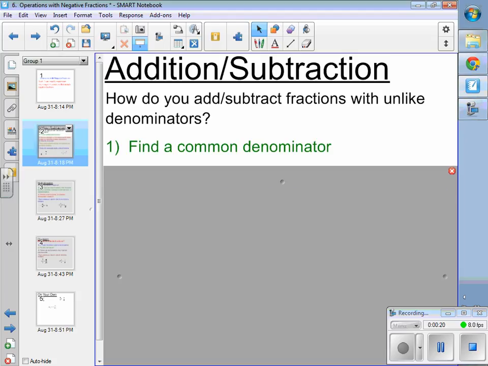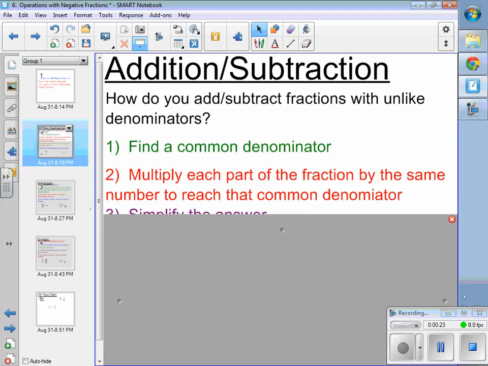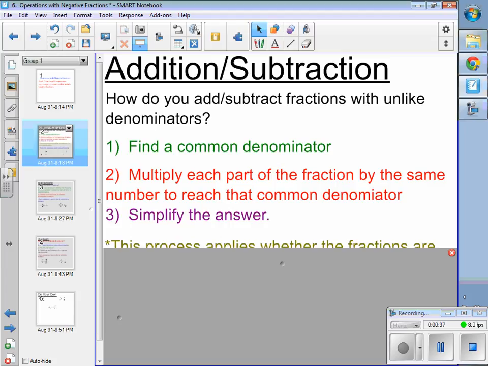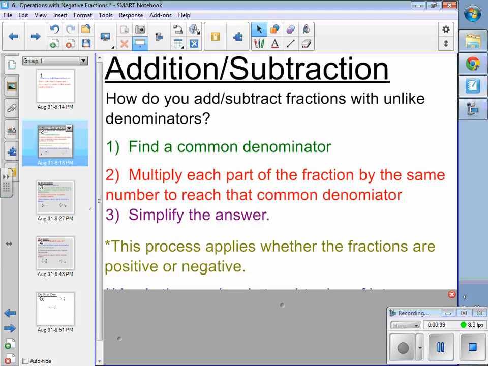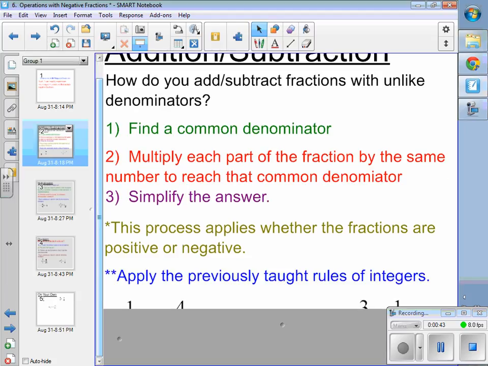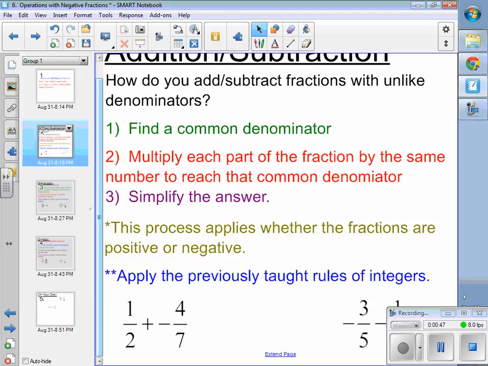First, we find the common denominator. We multiply the top and bottom of each fraction by the same number to reach that common denominator. Then we simplify the answer. Of course, we have to add the numerators. I guess that should be in there. This process applies whether the fractions are positive or negative, so we'll apply the previously taught rules of integers when we do this.